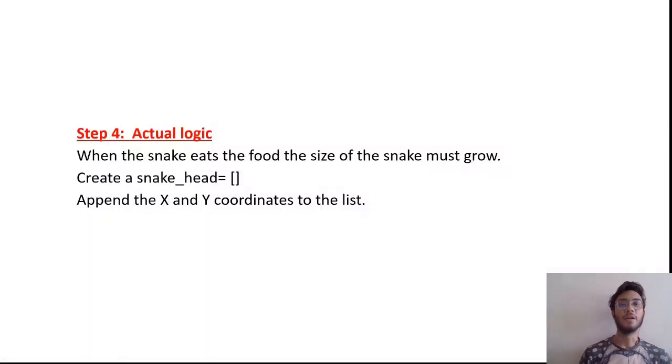Now after assigning the certain keys direction, let's move on. Here is the step where the actual logic comes. When the snake eats the food, the size of the snake must grow. So what we are going to do is create a list with a variable name head. We are going to send the xy coordinates to it.